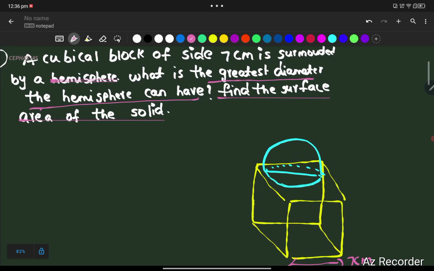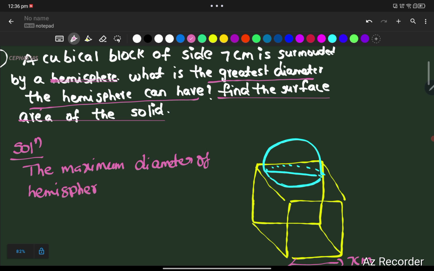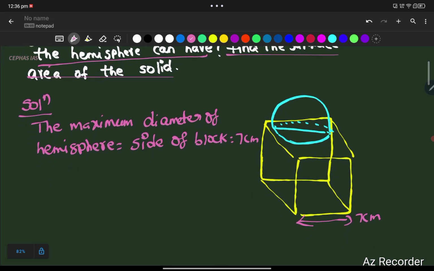So you can write the maximum diameter of hemisphere is equal to side of a cubical block, which is 7 centimeters. This is the maximum diameter that you can see. The radius of the hemisphere will then become 7 by 2, 3.5 centimeters. So what they were asking is the total surface area of the solid.